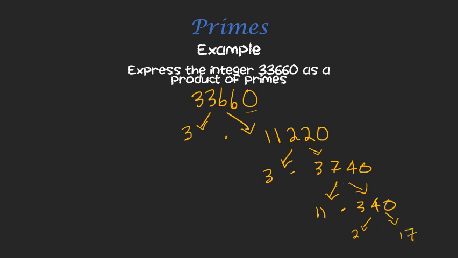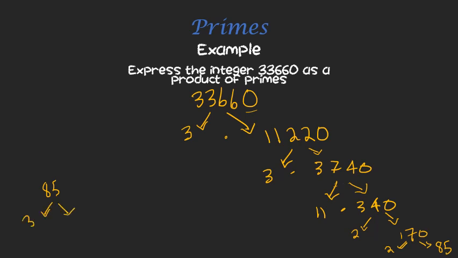2 times 170. 170 we can break down as well. Oh boy, I'm running out of room. 2 times what now? 85. And then 85, uh-oh, I ran out. I'm gonna finish it over here. Sorry about that. 85, I can pull a 3 out of that.